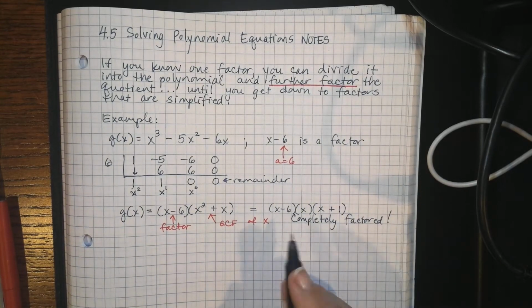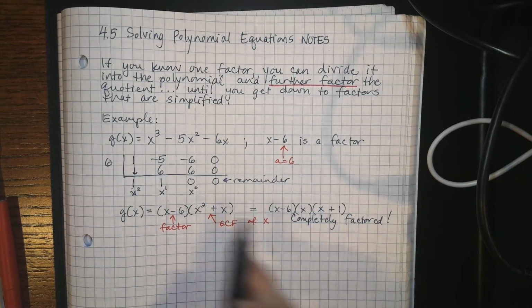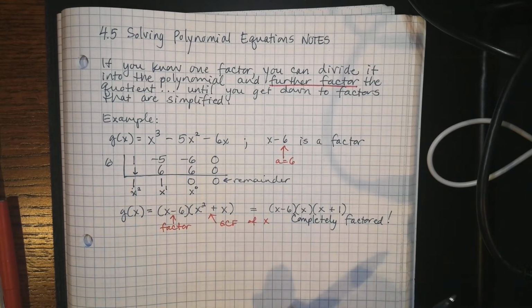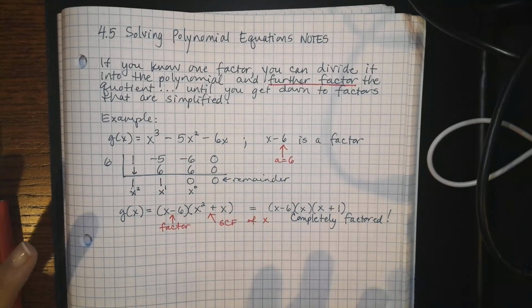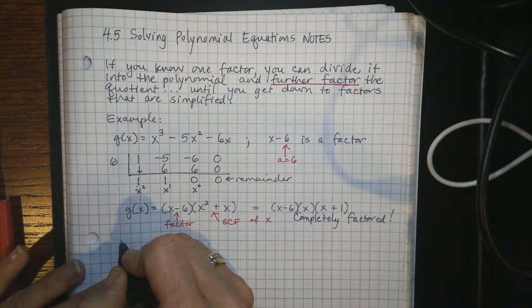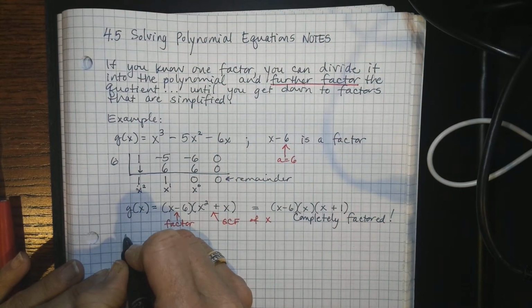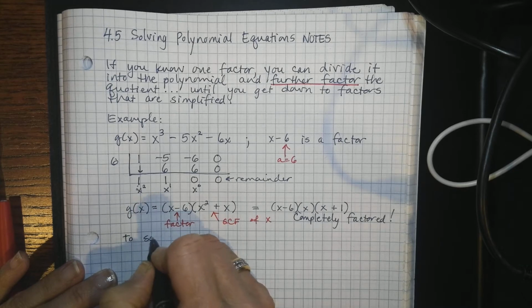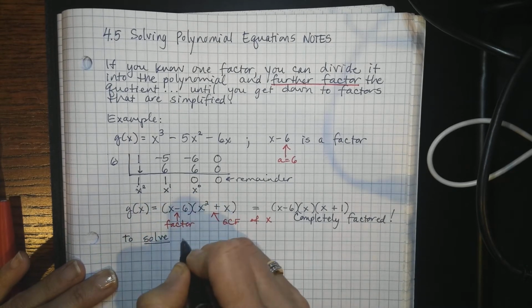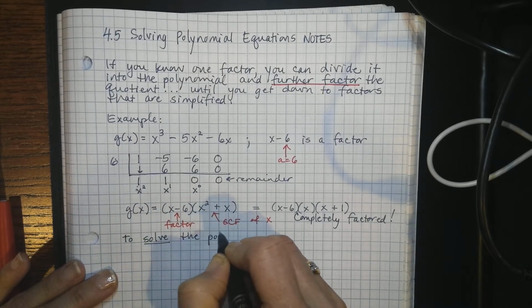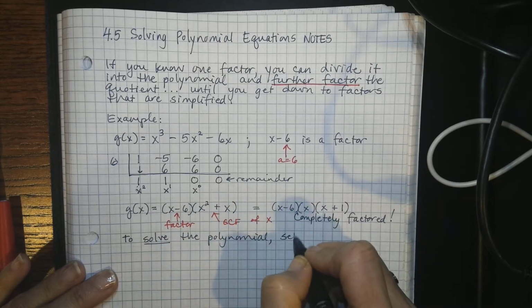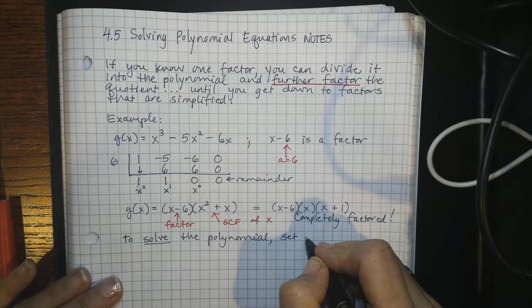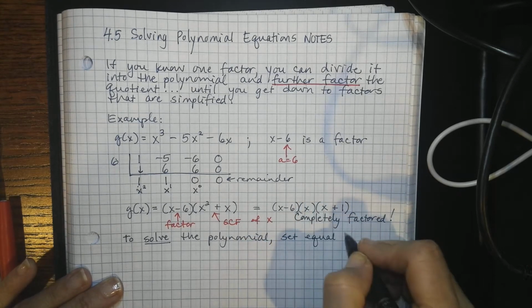That makes sense. I have 1, 2, 3 factors, and I started with an x cubed, so it looks like I have them all. Now that's what we did in 4.4. Now here's the part. In 4.5, we're now going to solve. So to solve this polynomial, set equal to 0.